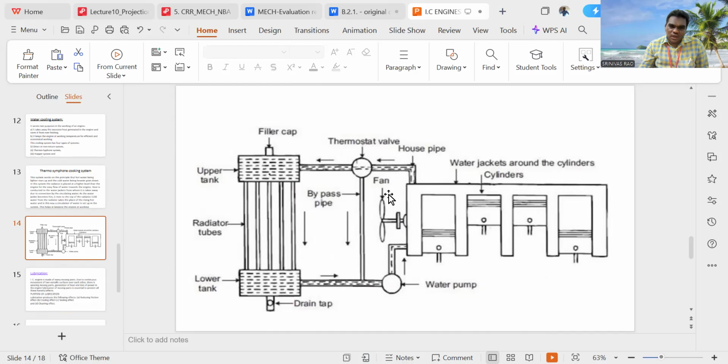Along with that, we have here a fan. This is a radiator fan. This radiator fan helps to remove the heat from this hot water and make it cool. In this way, the water cooling system is used to remove heat from the internal combustion engine.